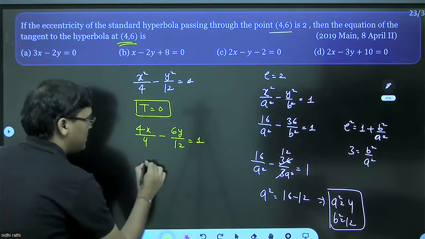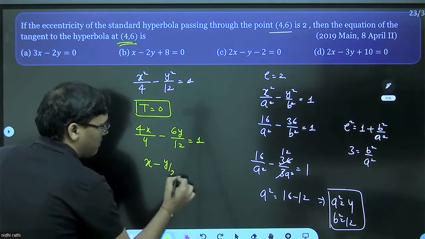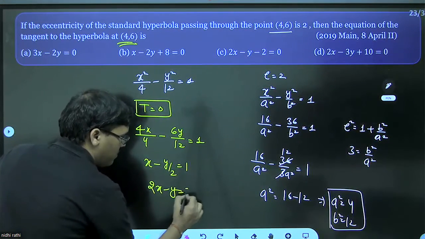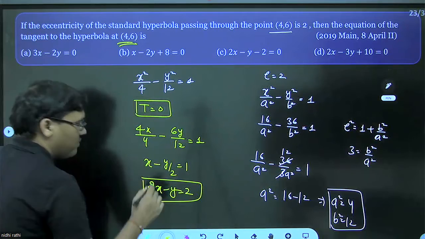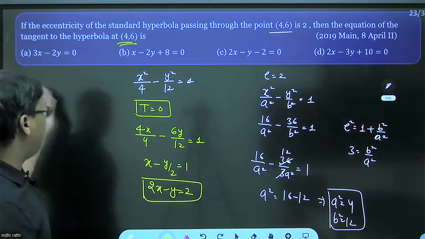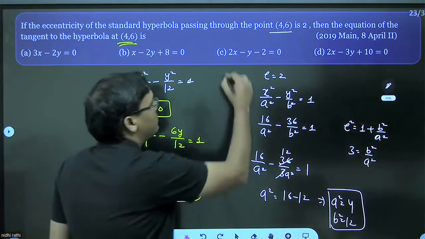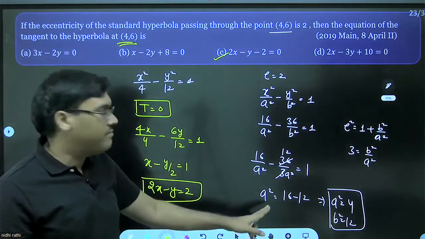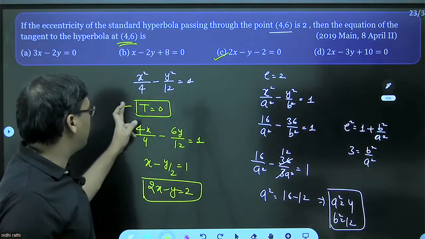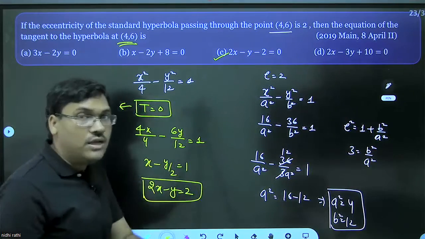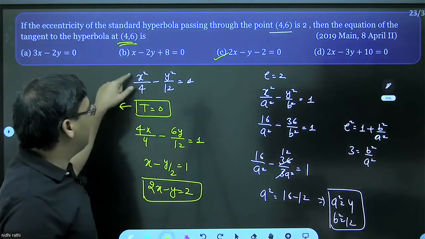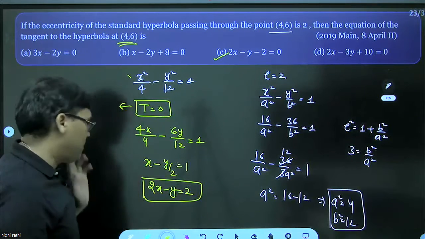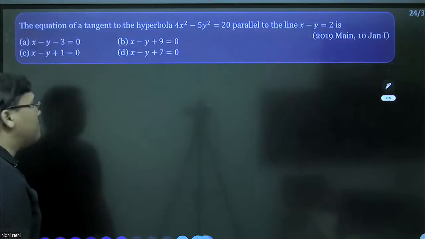So what is this? x − y/2 = 1, that is 2x − y = 2. This is the equation of the tangent which you have to find: 2x − y − 2 = 0. That is option C. So basically the idea is how to write the equation of the hyperbola and how to write the equation of the tangent at any point on the hyperbola, which is T = 0. Replace x² with x·x1, y² with y·y1. That will give you the equation of the tangent. So again, pretty easy question.